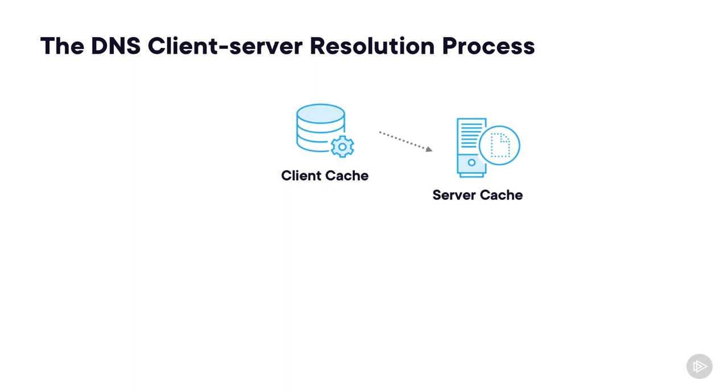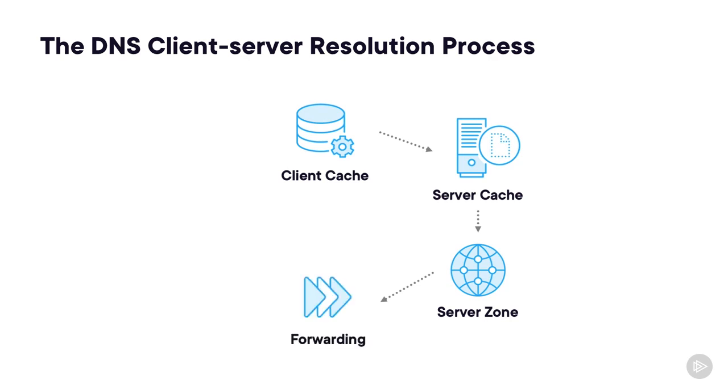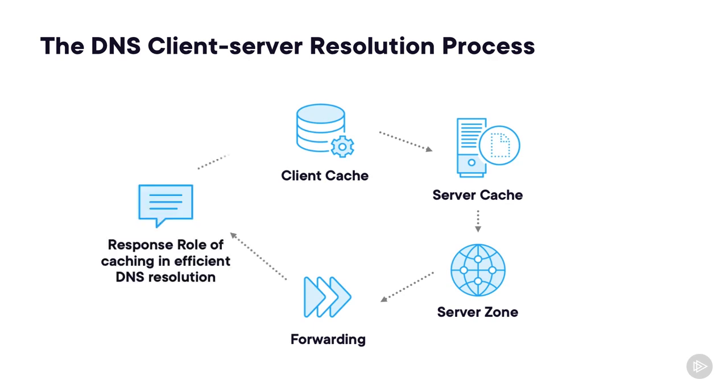If it's still drawing a blank, the server checks to see if it's authoritative for that domain or it hosts it. If so, it looks at its zone and returns a record. If not, it then forwards that request onto its configured forwarders or the root hints that it has. Only after these steps is a response formulated and sent back.